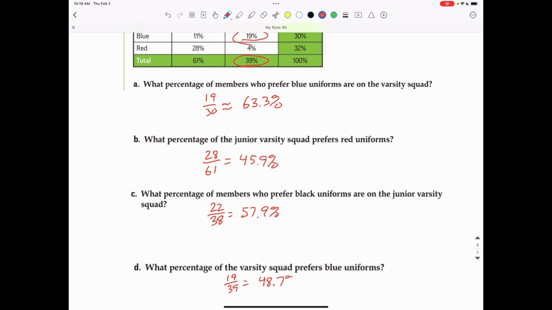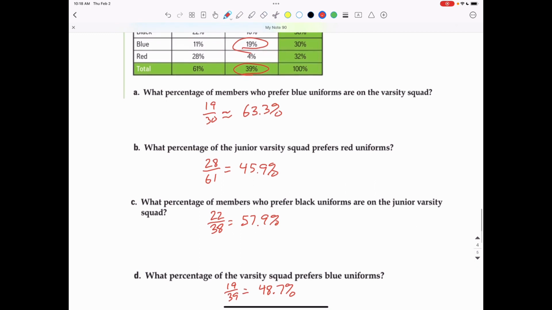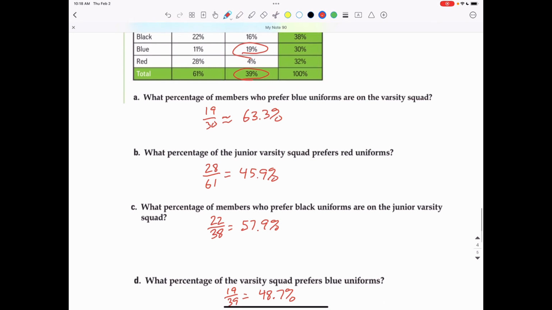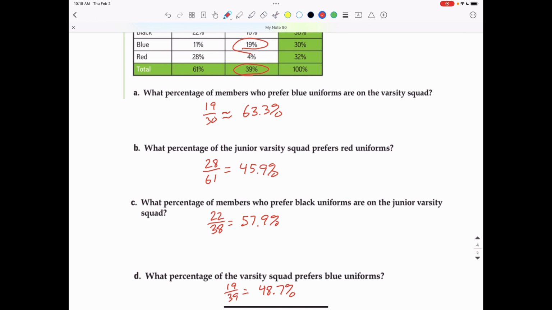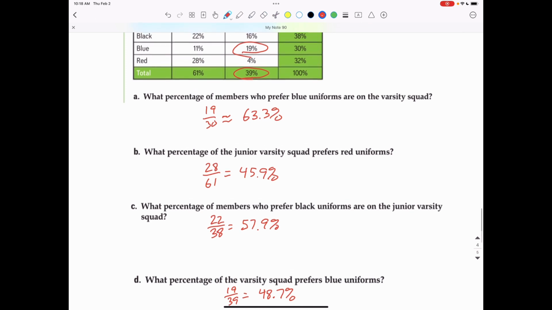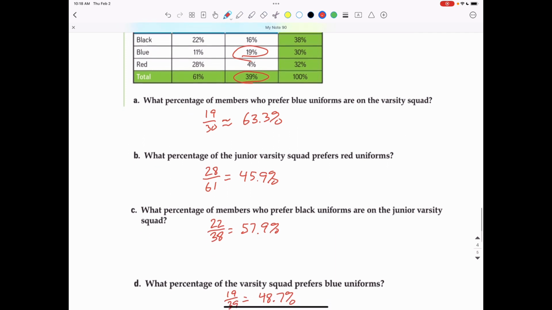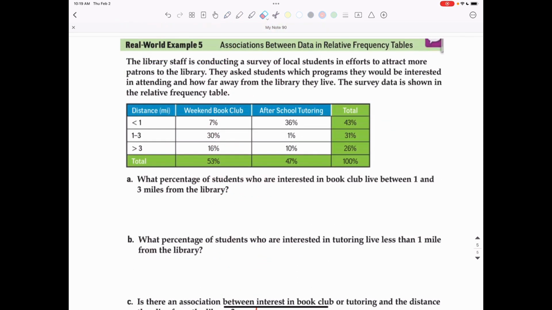So notice how Part A and Part D are very similar looking questions. The first one is, what percent of the members who prefer blue uniforms are on varsity. And this one is, what percentage of the varsity prefer the blue uniform. So it starts out with the 19, but the percentage that you divide by is different for those. For the ones that are on the varsity squad, we're looking for the 39% on Part D, and then in Part A, we're dividing by the 30%. As these can get confusing, let's do one more.